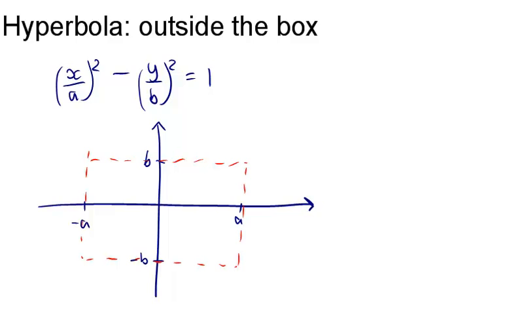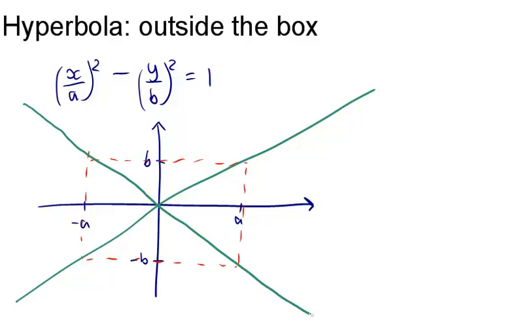Now the hyperbola actually lives outside this box. It touches the box at the places where the box crosses the axes, and it moves outwards from there towards its two asymptotes. And the box tells us where the asymptotes are too. The asymptotes pass through the corners of the box, like this. And as I said, the hyperbola lives outside the box. We just have to figure out whether it points upwards, downwards, or left, right.